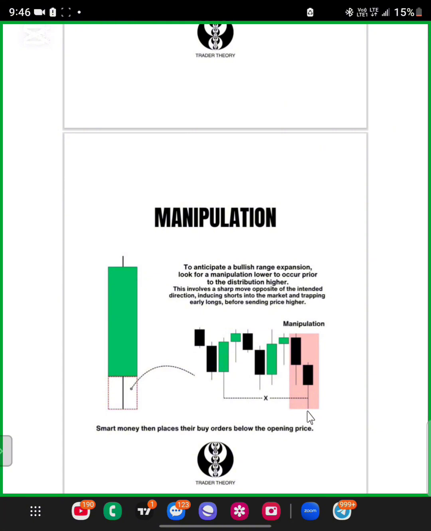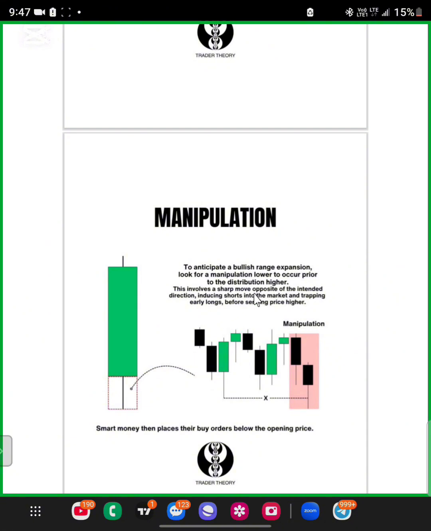Through manipulation. So to anticipate a bullish range expansion, look for a manipulation lower to occur prior to the distribution higher. Now, what is this trying to say? If you want to look for a bullish range expansion, for example, let's say you are looking for a buy, you look for a manipulation to go lower and get rejected in the form of a liquidity sweep to distribute higher. So liquidity serves as fuel for the market. Now it's trying to take in more energy. That is the manipulation phase.